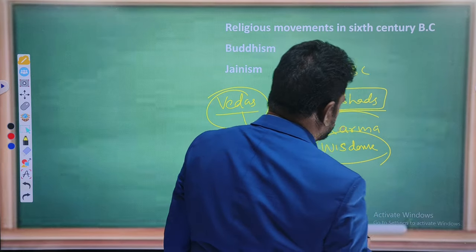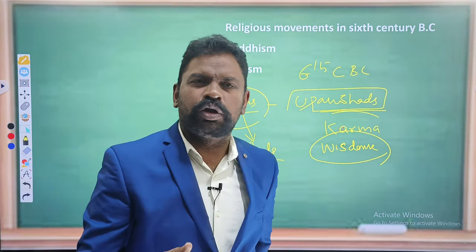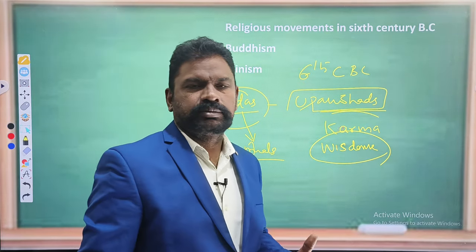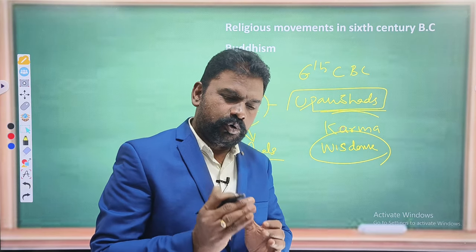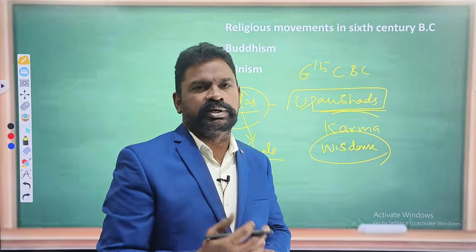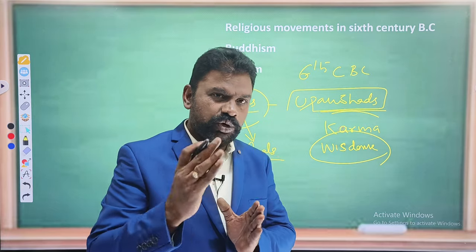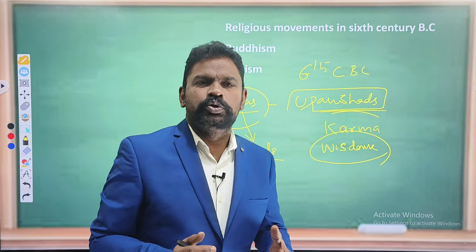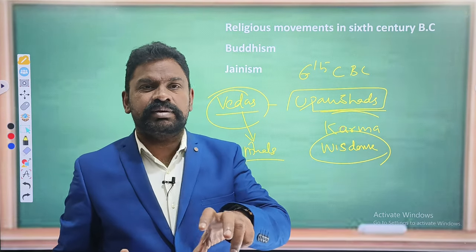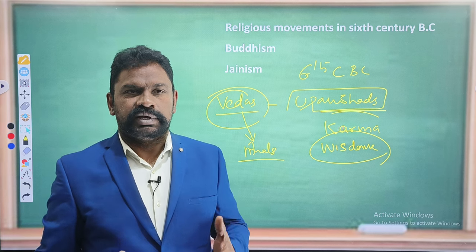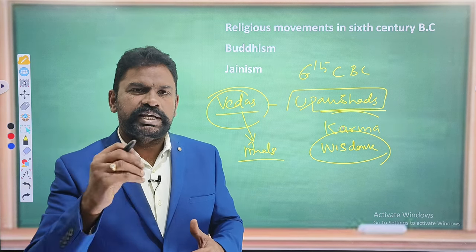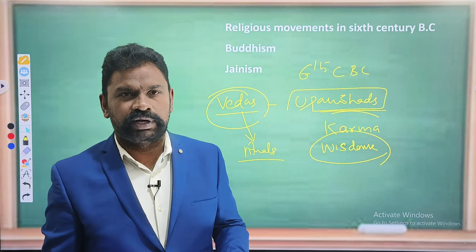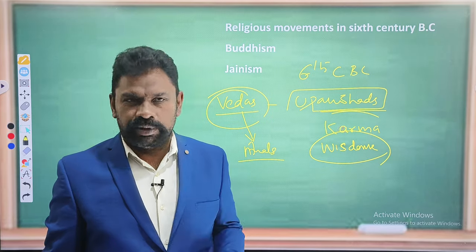The ultimate aim is reaching the goal of moksha. If you are wise, you will attain moksha. What is moksha? Moksha will stop the next birth. There is no next birth, that is moksha. You are relieved from the clutches of birth. In this birth, you are born as a human. In the next birth, you may be born in another form, like an animal or whatever it may be.